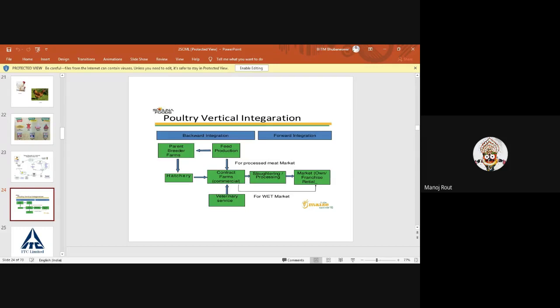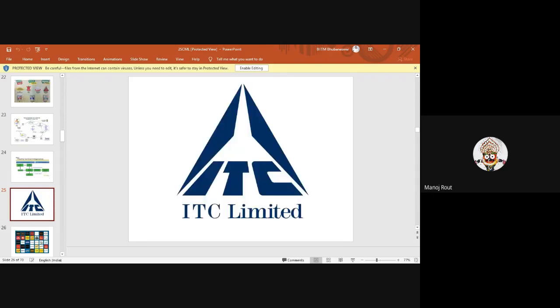In the case of backward integration, what will happen if it is not accepted in the case of good quality of breed, that should be directly moved through the backward integration. That means from the contract farm, it should reach the feed production, then feed production to the parent breeding house.